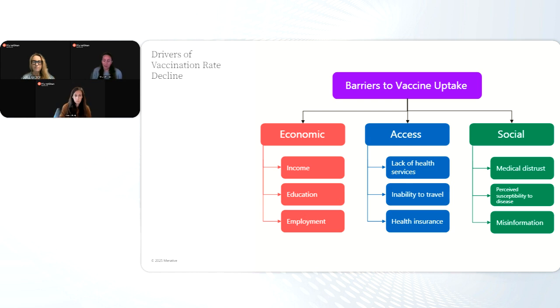Some of those economic barriers include socioeconomic factors such as income, education, and employment. Access would include things such as lack of health services in your area, inability to travel for those services, as well as just having health insurance, which gives you access to medical care. Finally, social barriers include medical distrust in the community that has historic roots, perceived susceptibility to disease versus the adverse effects of vaccines, and misinformation around vaccines and adverse effects.